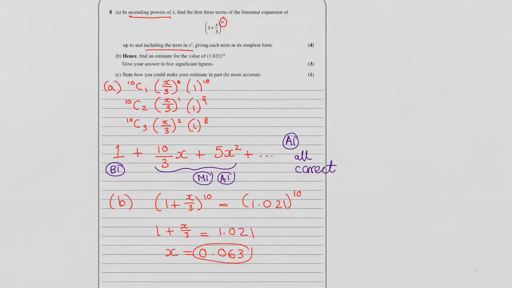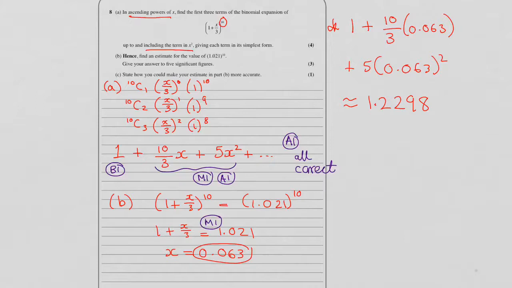So you get a couple of marks here. You get a method mark for knowing to put those two equal. And then what we're going to do from here, if this is your value of x, I'm going to plug that into the expansion and see what I get. I'll do it up here. So if x equals 0.063, I'm going to do 1 plus 10 over 3, 0.063, plus 5 lots of 0.063 squared.